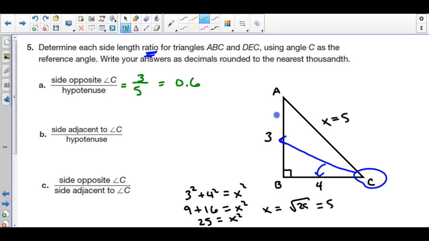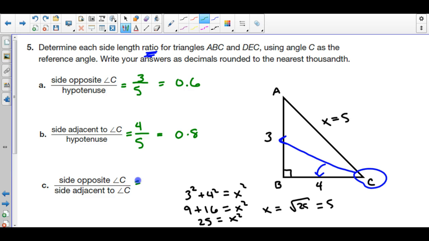For this next one, it wants to know adjacent to hypotenuse. So I want you guys to take the side. Again, we're talking about angle C. The adjacent side is the 4. And we're going to take adjacent over hypotenuse. Hypotenuse was 5. So you guys are going to do 4 divided by 5. Throw that in your calculator. And you will get 0.8. So your ratio from adjacent to hypotenuse is 0.8.